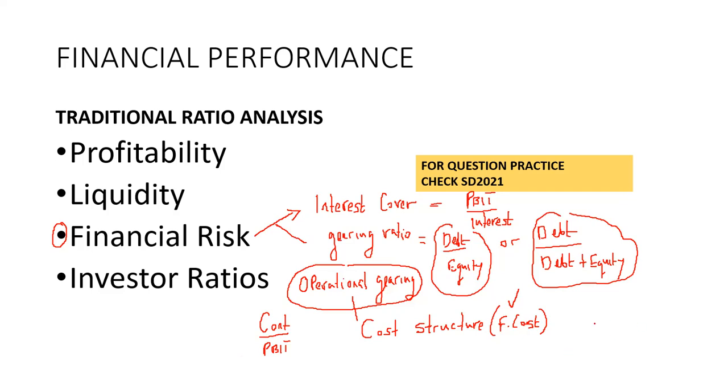Operational gearing also can be measured using this relationship, fixed cost to total cost. What proportion of total cost is fixed in your business? So primarily we use that one, but we can also use this one. We are doing an objective test question. Maybe next time around, operational gearing will be in our objective test questions.